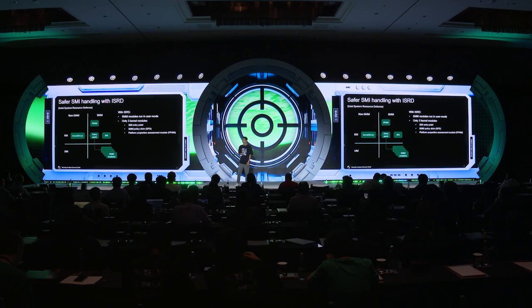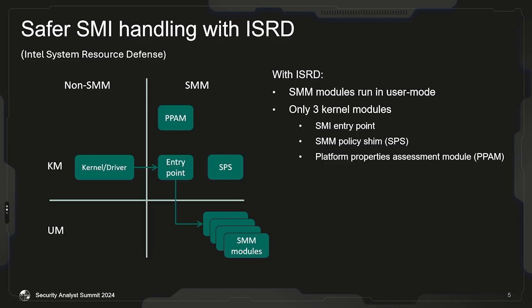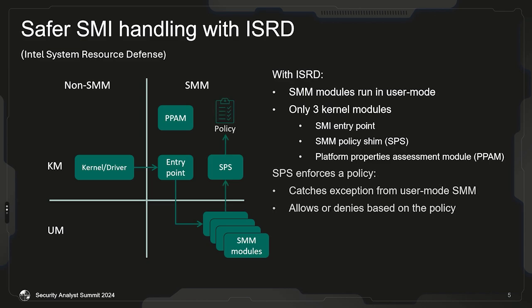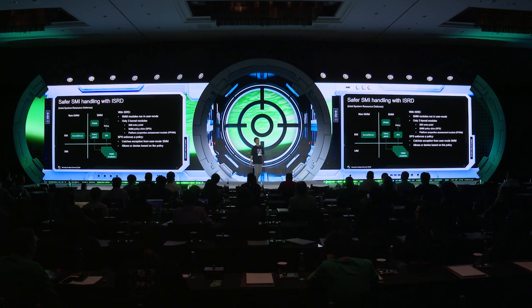So in the ISRD model, there are 3 modules. All modules are pushed down into user mode SMM. And what happens when the SMI happens on this model is that the SMM module gets executed in user mode. And then when the SMM module in user mode tries to access system resources, like MSR registers, the processor causes an exception because it's user mode.